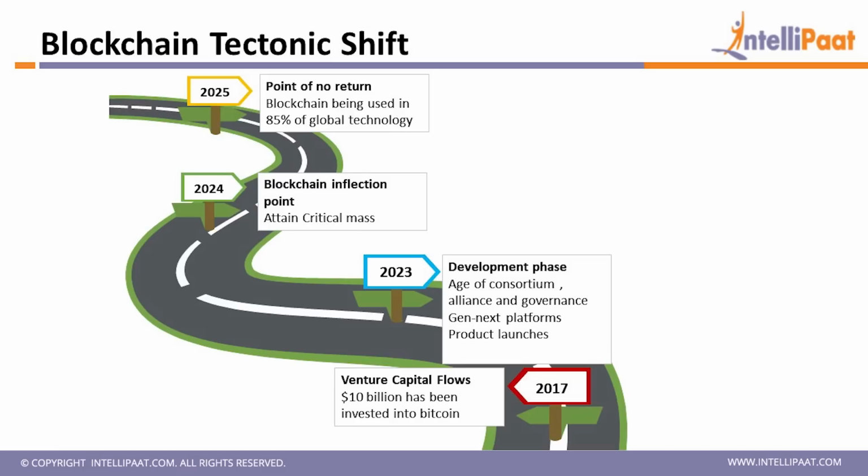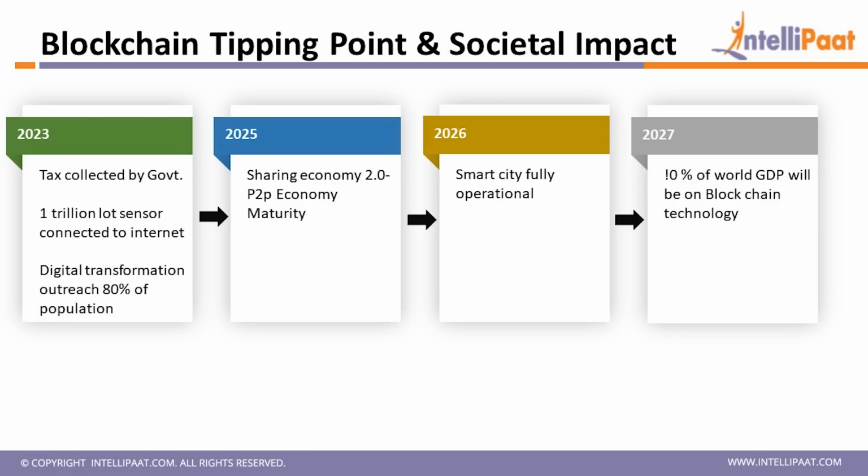If blockchain grows with this pace, we are really sure that by 2023, which we can call a development phase of blockchain, the age of consortium, alliance, and governance, Gen X platforms can come on the blockchain network and start leveraging the features and services of blockchain. Again, by 2024, the blockchain inflection point can attain critical mass and become an integrated part of many organizations. By 2025, the point of no return, we see that most of the organizations have already moved to the blockchain, and they are not in the mood to return from it. Just to summarize, you can take scenarios like by 2023, your government may start collecting tax on blockchains, and 1 trillion IoT sensors could be connected to the internet.